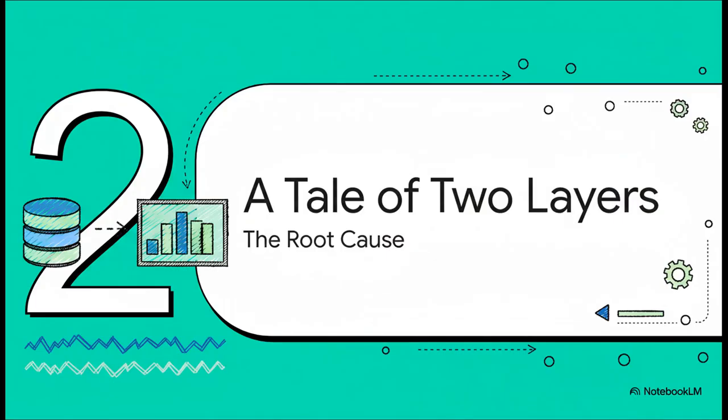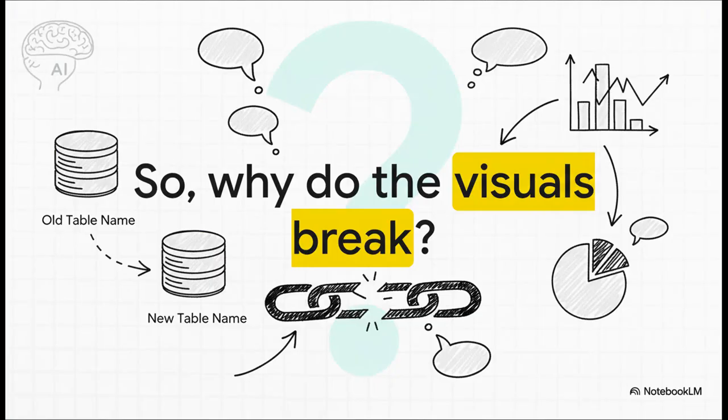Well, to fix the problem, you first have to understand the architecture. The real reason your reports break is because a Power BI file isn't just one single thing. Nope, it's really a story of two very distinct, very separate layers. I mean, that's the fundamental question, right? If you rename something in the data model, why in the world doesn't the report just know? Why is there this massive disconnect?